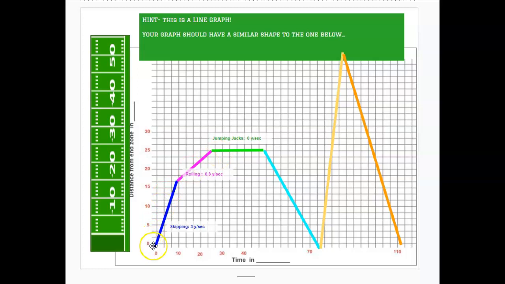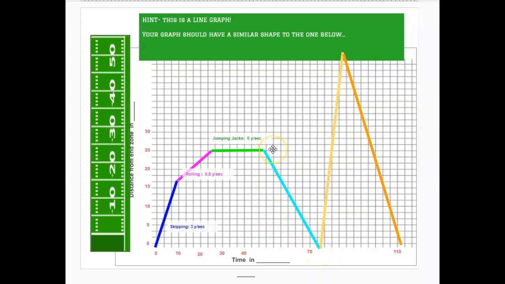Lines that are going from the bottom up towards the right-hand side of the graph are representing moving away from the start point. When a line starts up high and goes back down toward the 0 line on the y-axis, that means that the direction is going back towards the starting point.